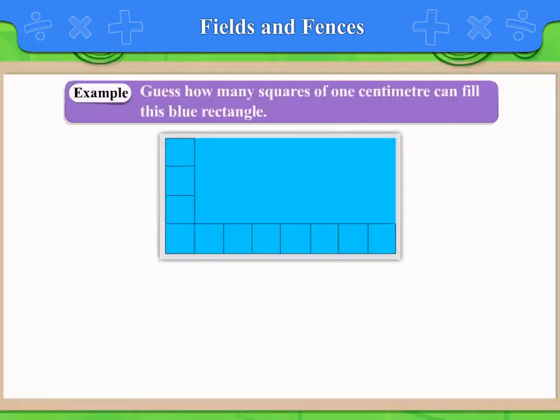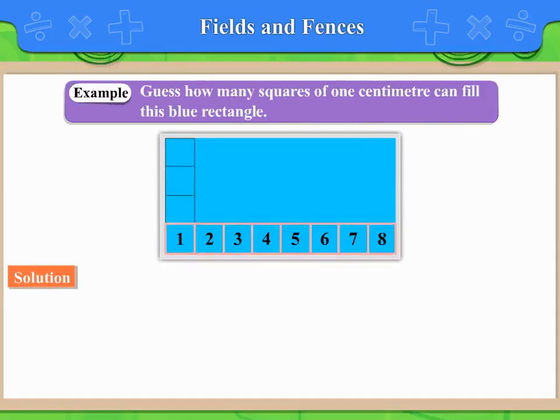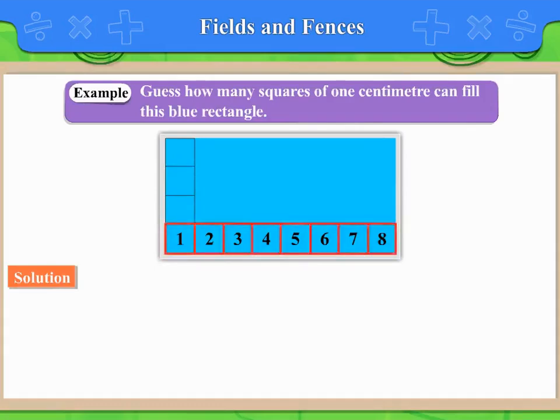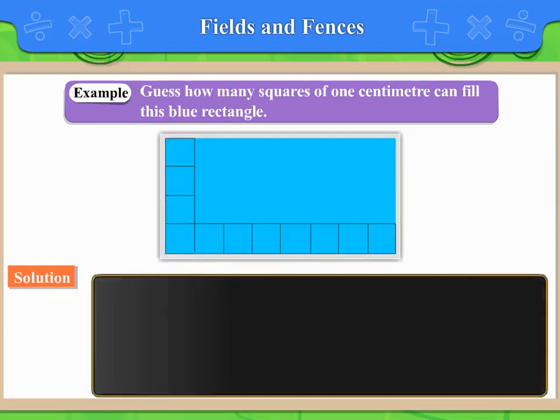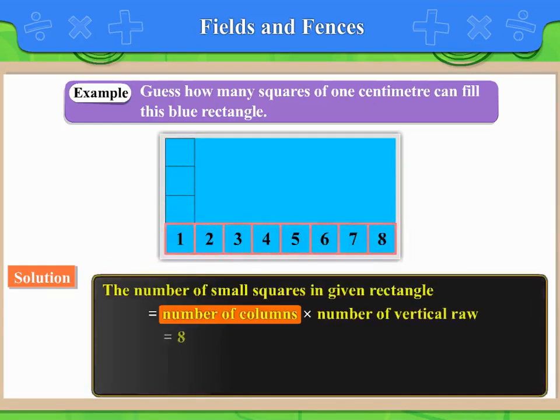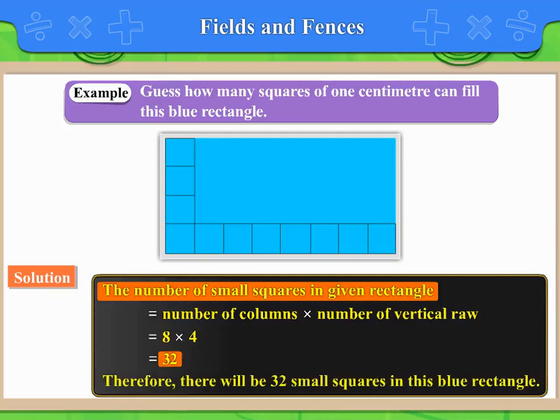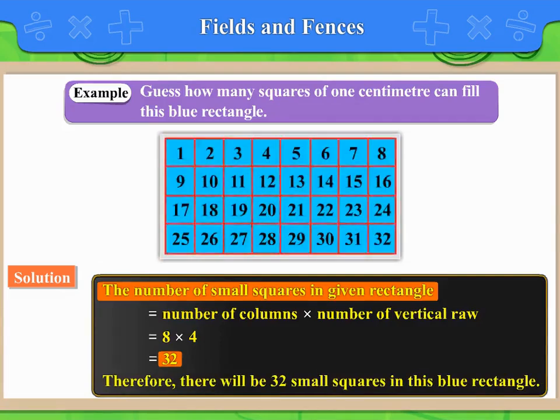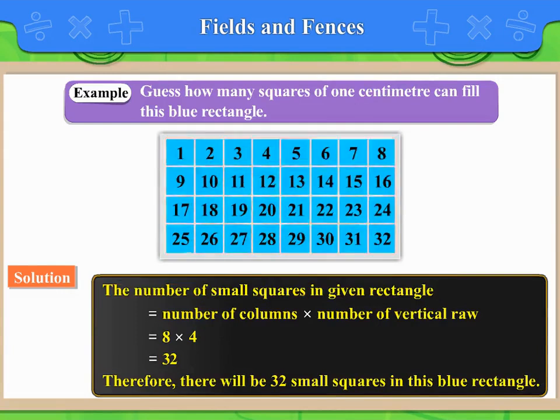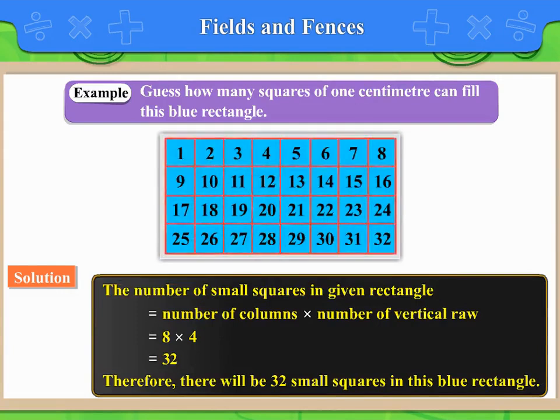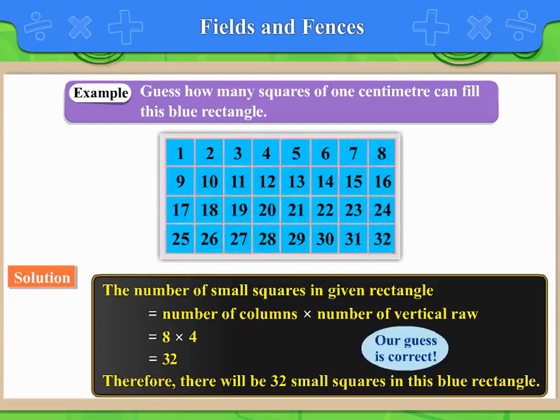Example. Guess how many squares of 1 centimeter can fill this blue rectangle. Solution. If we count the number of vertical columns in this blue rectangle, it is found to be 8, and there are 4 horizontal lines, that is 4 rows. So to guess the number of squares, it should be 8 into 4, that is 32. Therefore, there will be 32 small squares in this blue rectangle. If we try to fill this rectangle with small squares, we come to know that our guess is correct.